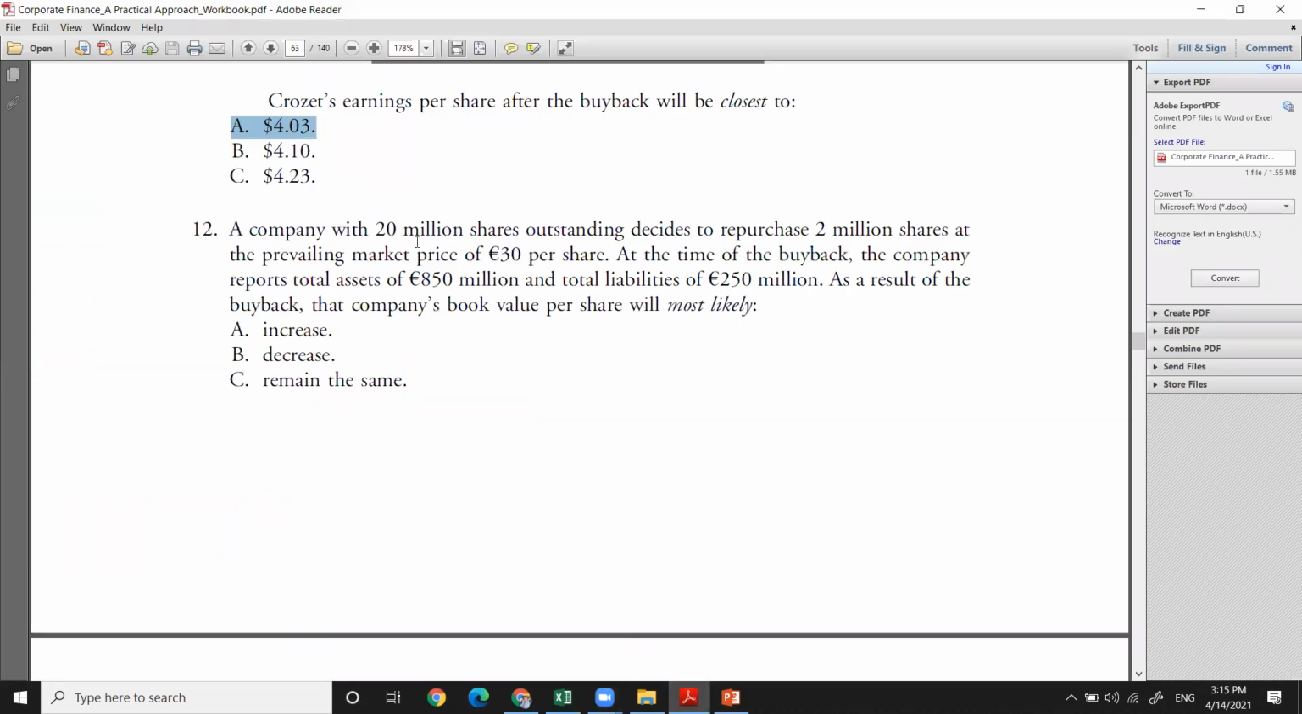If a company with 20 million shares outstanding decides to repurchase 2 million shares at a prevailing market price of $30 per share, and at the time of the buyback the company reports total assets of 850 million and total liabilities of 250 million, what will the book value per share be as a result of the buyback? First, we need to find the original book value per share, and we can compare it with the market price per share in order to determine what's going to happen.